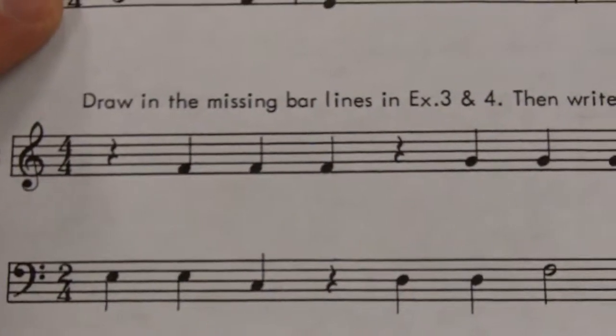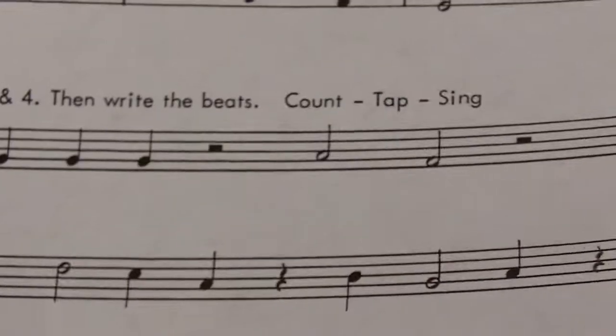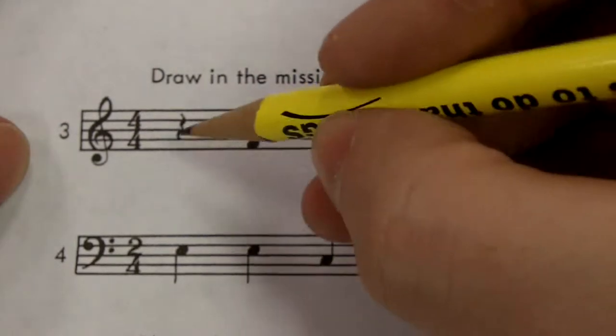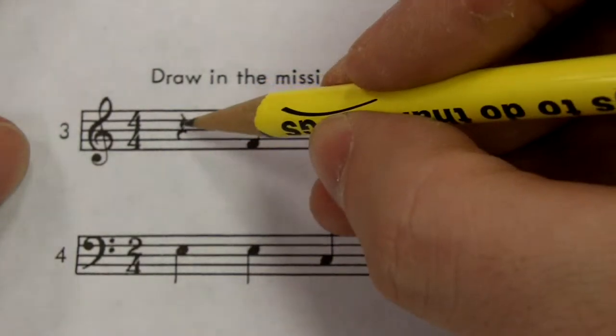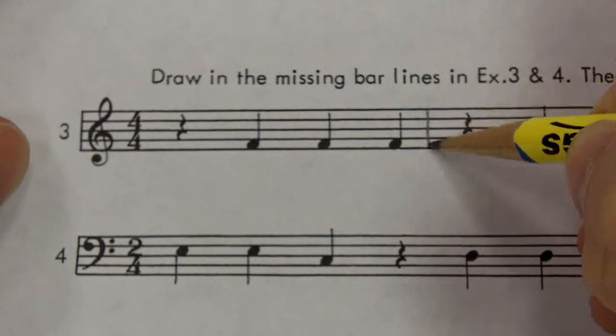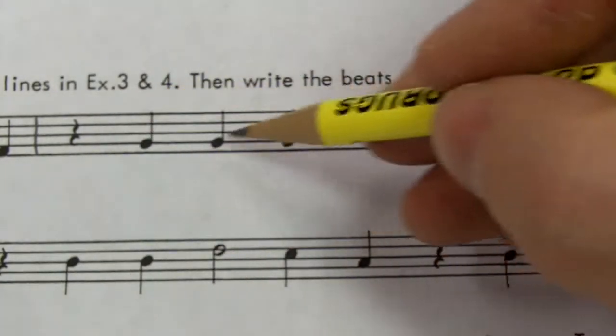Now we have draw in the missing bar lines in exercise 3 and 4. Then write the beats. Count, tap, and sing. Because we're in 4/4, we're going to count the beats. We've got beat 1, 2, 3, and 4. Draw our bar lines. And then 1, 2, 3, and 4.